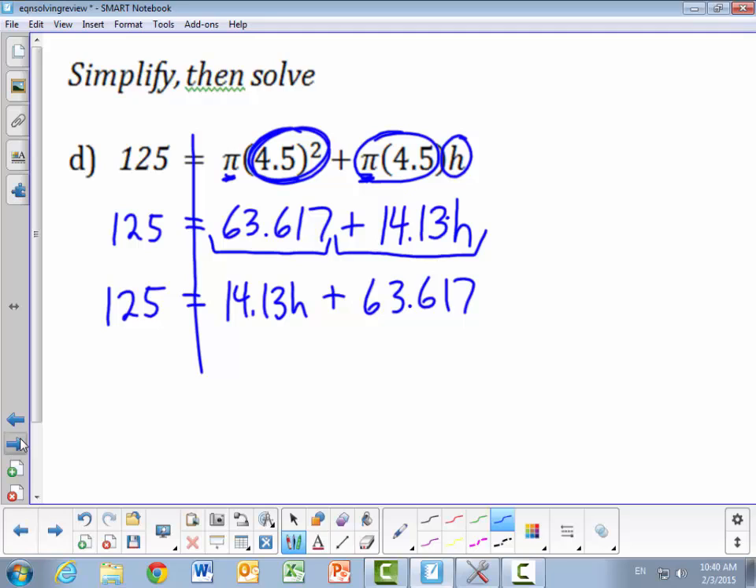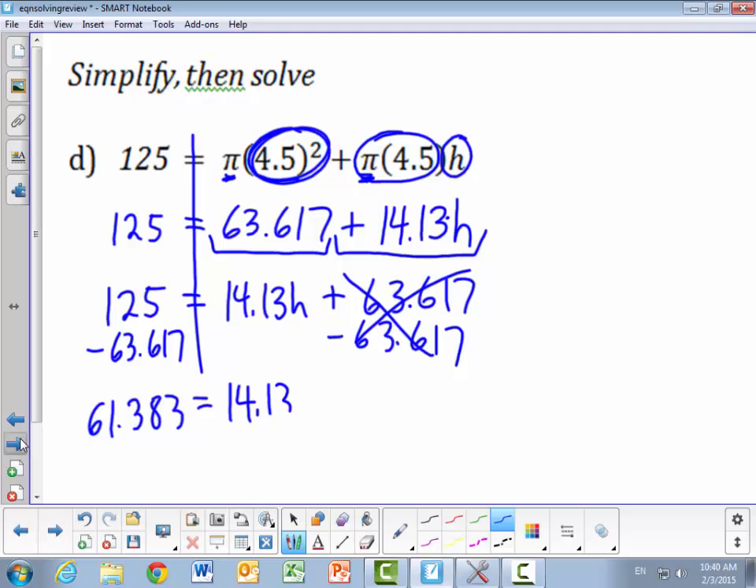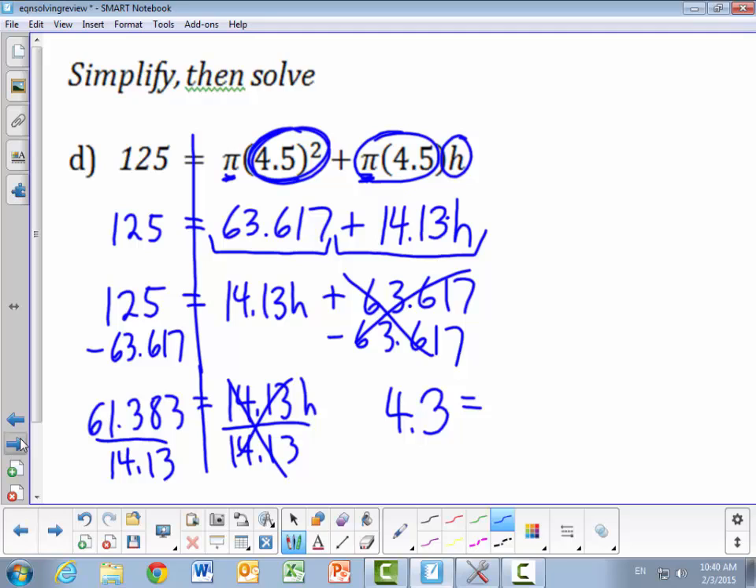Now remember, when you're trying to isolate a variable, you want to do reverse BEDMAS. So I first want to subtract 63.617 from both sides. And I end up with 61.383 equals 14.13h. And then what's still happening to h? It's being multiplied by 14.13, and the opposite of that is to divide by 14.13. And this is my last step because I now know that h is going to be 4.3 if I round it to the nearest tenth. And so there's my final answer. So you'll be doing some math like that in the first chapter coming up soon.